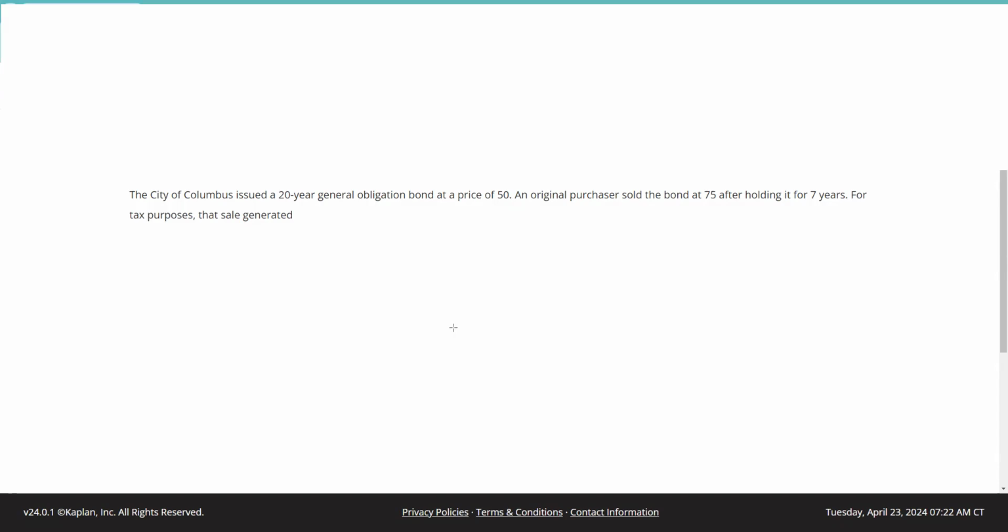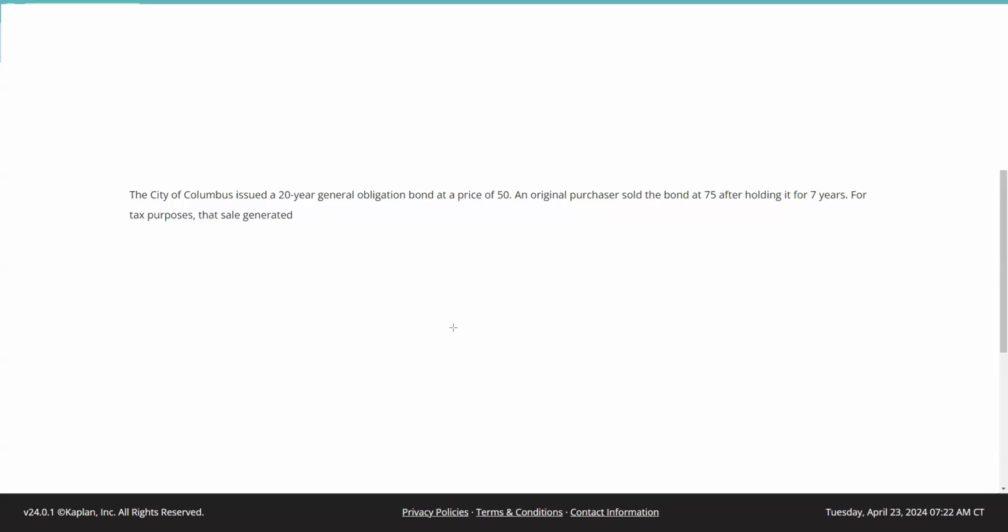All right, here's the question. The City of Columbus issued a 20-year general obligation bond with a price of 50. That's 50% of par. That's $500. An original purchaser sold the bond at 75 after holding it for 7 years. So in muni bonds, particularly muni zero coupon bonds, original issue discount, which this is, the imputed interest is tax-free, and that's the only component of a muni bond that is tax-free.